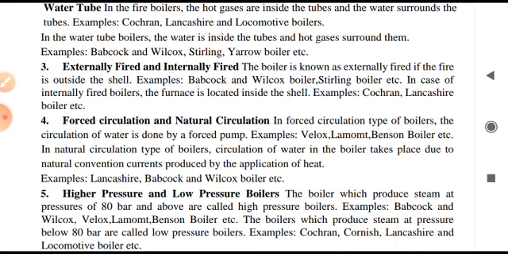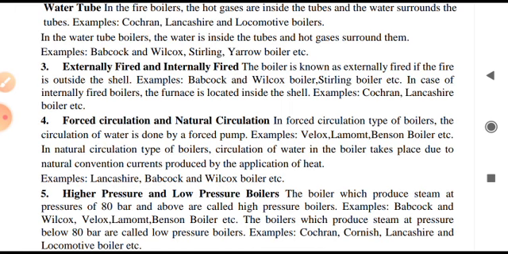We will see further. Then forced circulation and natural circulation. In the forced circulation type of boiler, the circulation of water is done by a forced pump. Example: Velox, Lamont, then Benson boiler, etc. In the natural circulation type of boiler, circulation of water takes place due to natural convection currents produced by the application of heat. Example: Lancashire, Babcock and Wilcox boiler, etc.